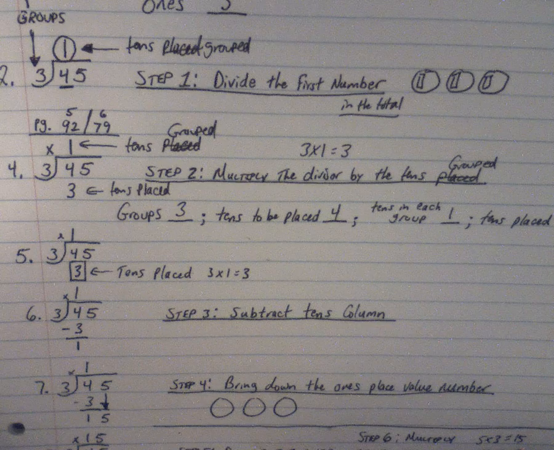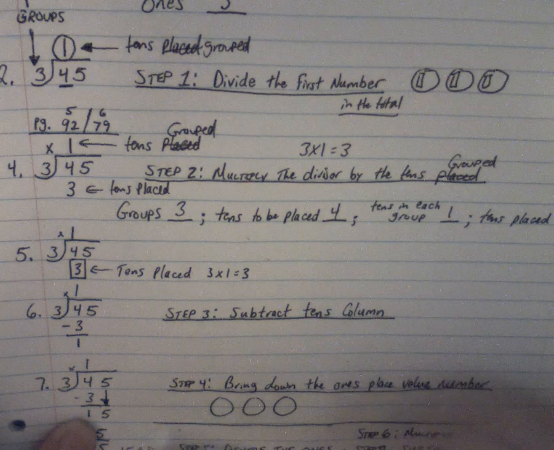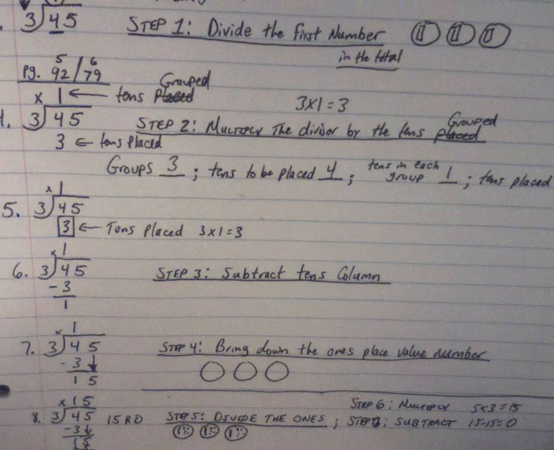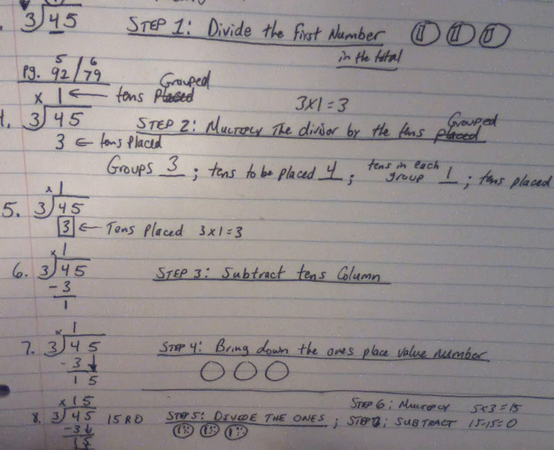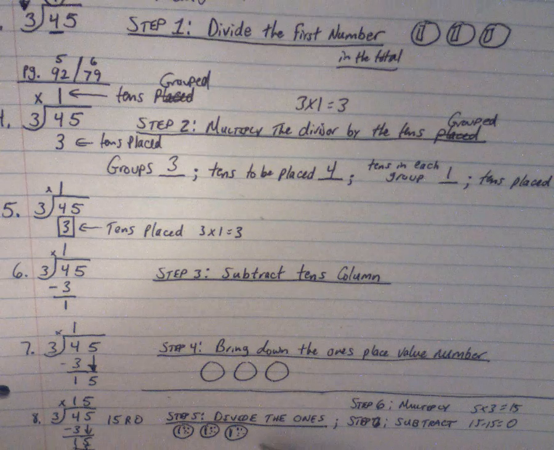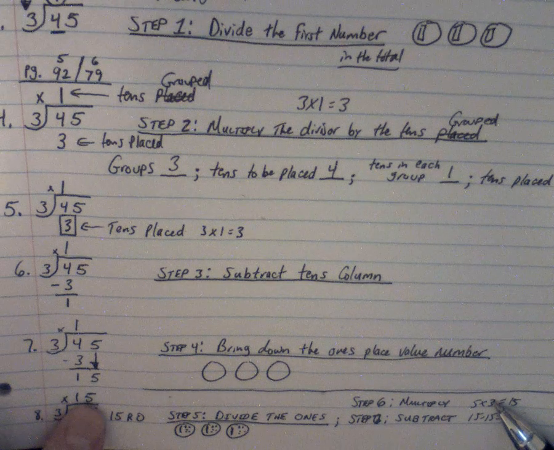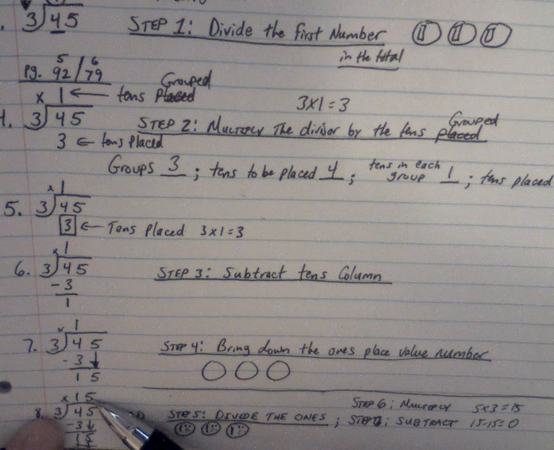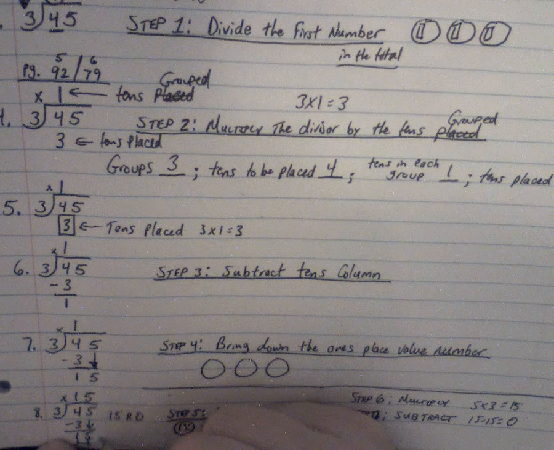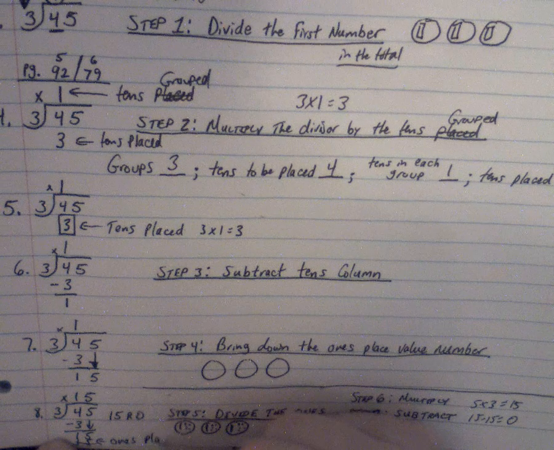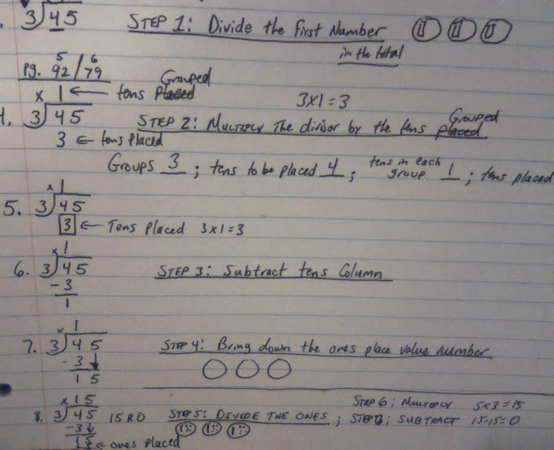You look at step number 4, you bring the ones place value number down right here. So you have 15. So I have 15 altogether to divide. Then step number 5, I divide the ones, which I did. I found that I had 5 because I counted up 3, 6, 9, 12, 15, 5. I multiply the divisor by the ones grouped. Okay, so 3 times 5, which gave me 15. So I put my ones placed, go down there, which is 15, and then I subtract.